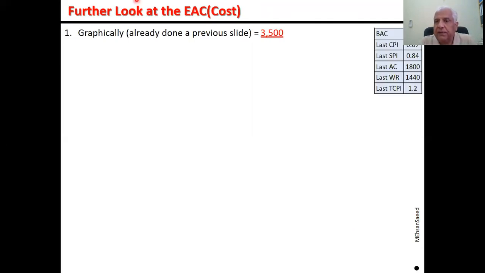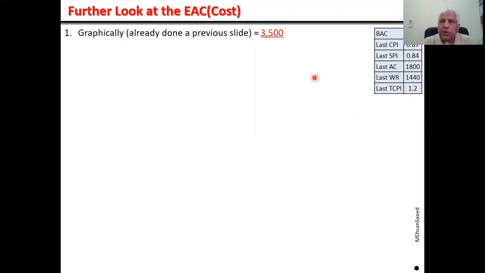This is the data which I picked up from our previous earned value analysis. Remember, the budgeted completion was 3,000. The last indices were 0.87 and 0.84. The last actual cost, the money we had spent, was 1,800. The last work remaining was 1,440. And the last TCPI at BAC, sorry, I forgot to put the suffix at BAC, the last TCPI BAC was 1.2. And let's see what else we can do. The last cost performance was 0.87.